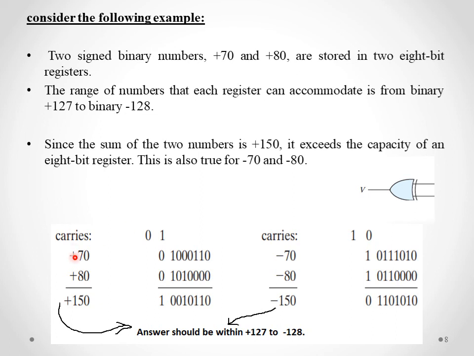If both numbers are positive or both numbers are negative, the result should be larger than the inputs. So generally an overflow has occurred. These two carries are given to the XOR gate in the circuit diagram, and its output indicates that overflow occurred in the circuit.